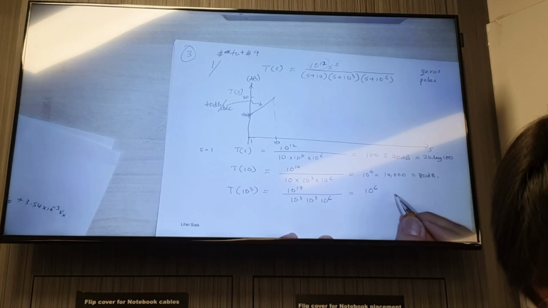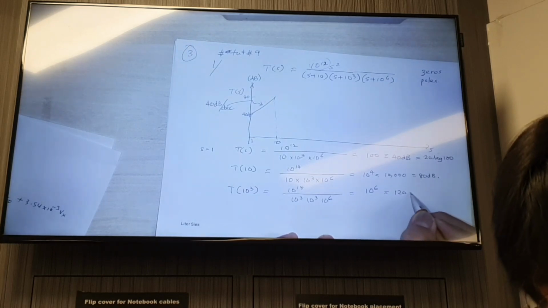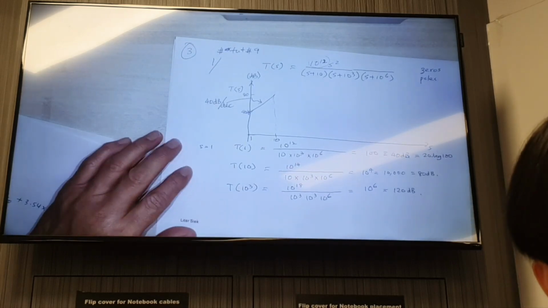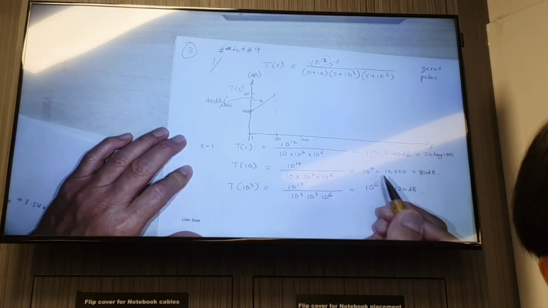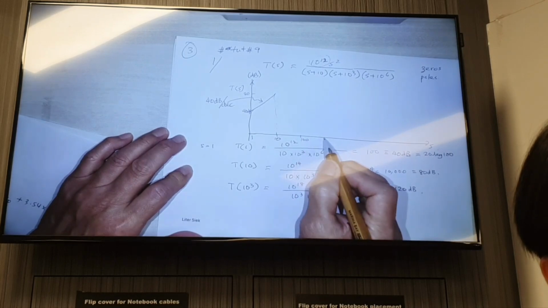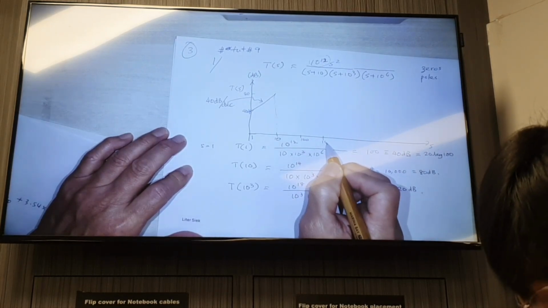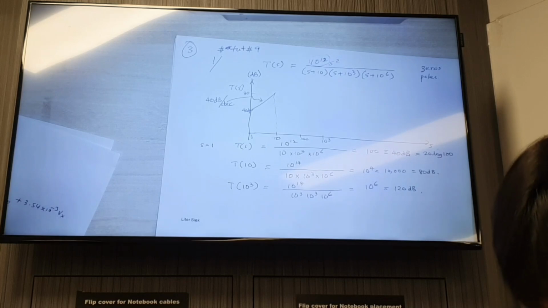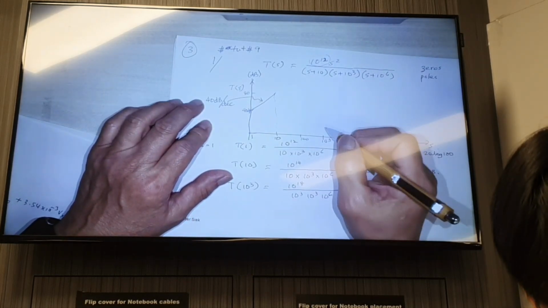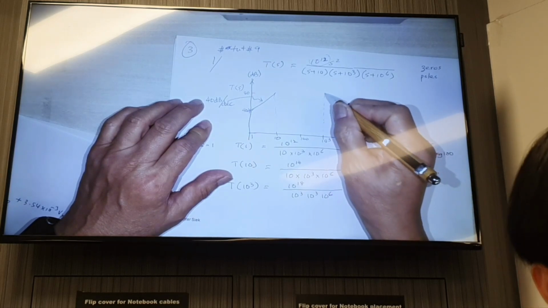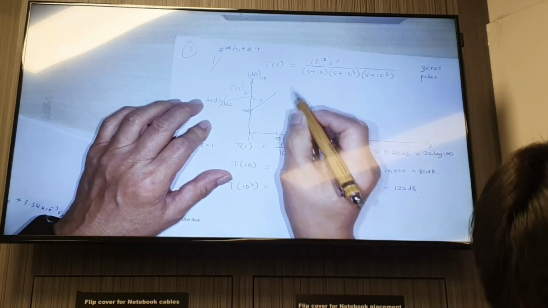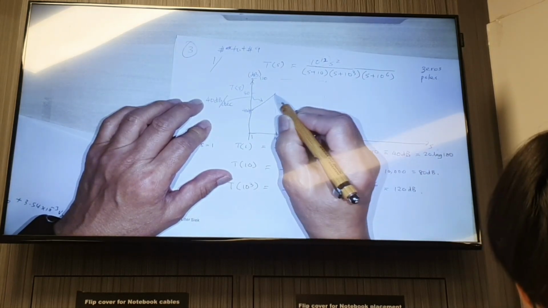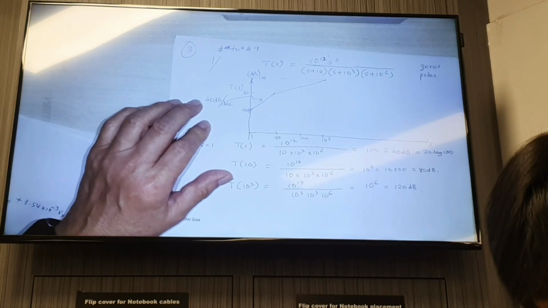Okay, and if you work out the question, this here is 120 dB. So now, from 10 to 100 is one decade. From 100 to 1K is another decade. So right now we are at 1K, but here we are at 120.